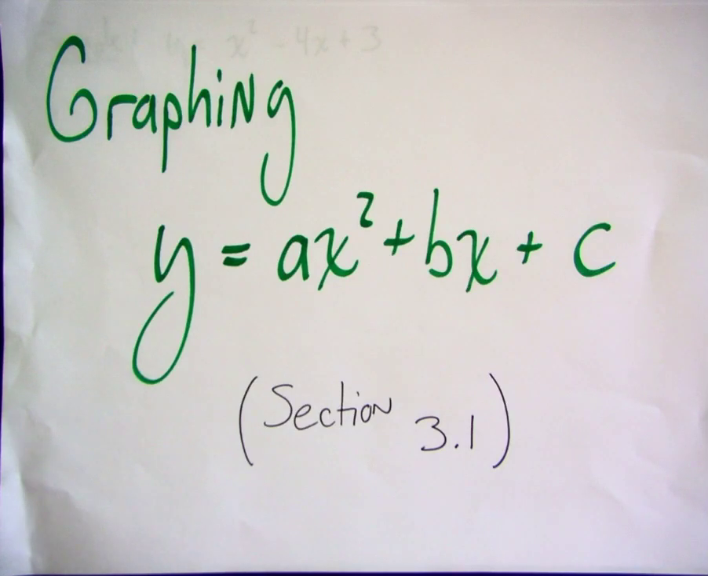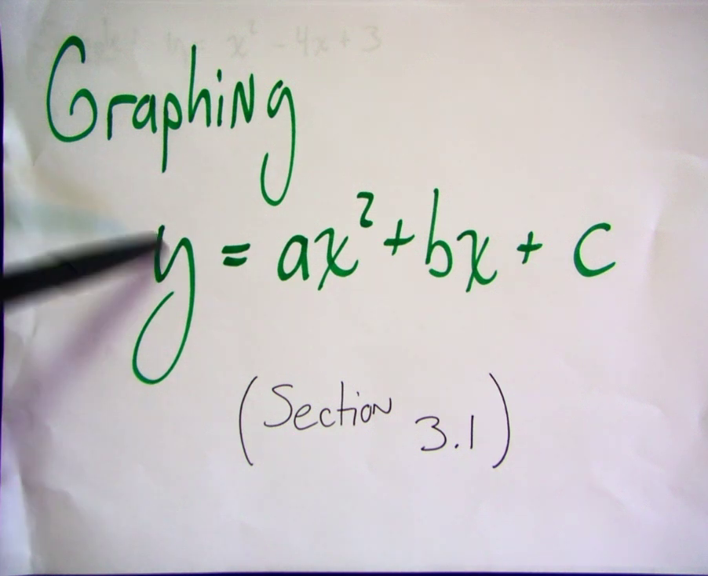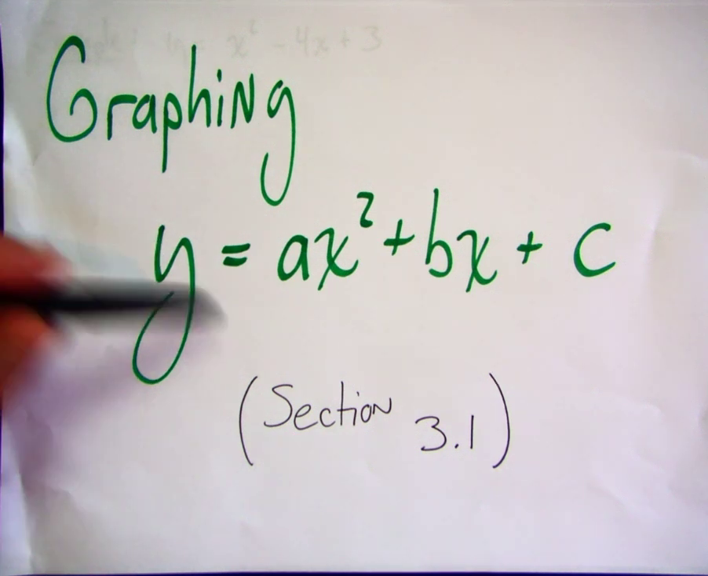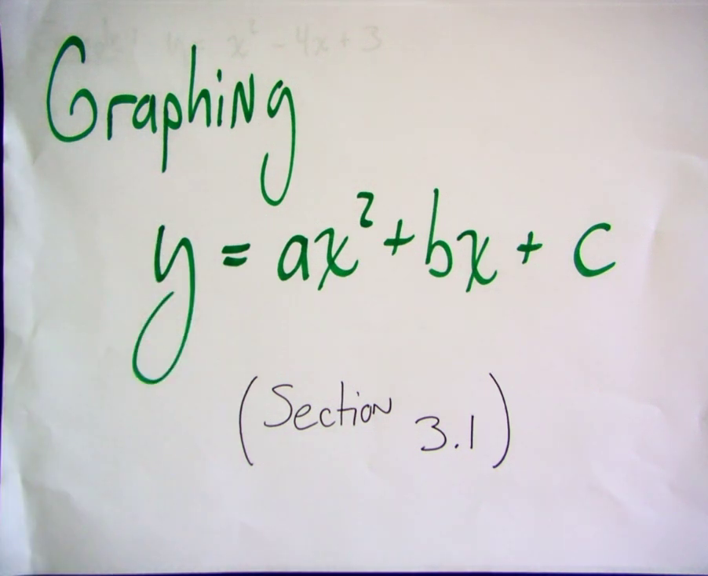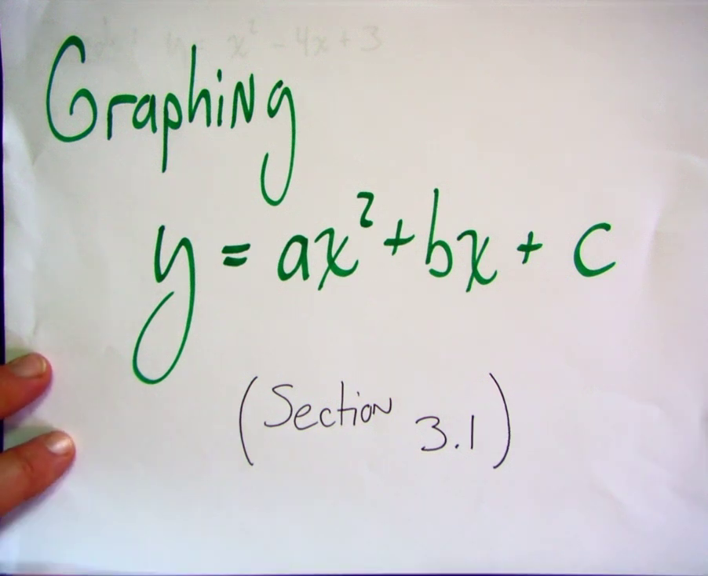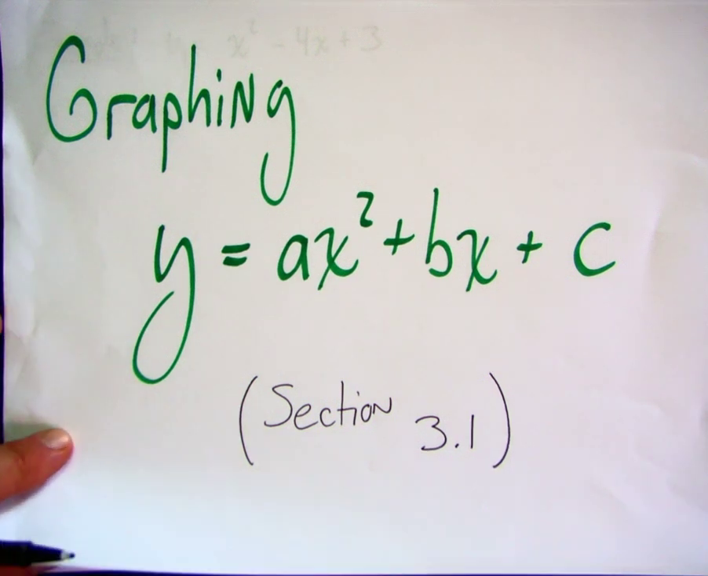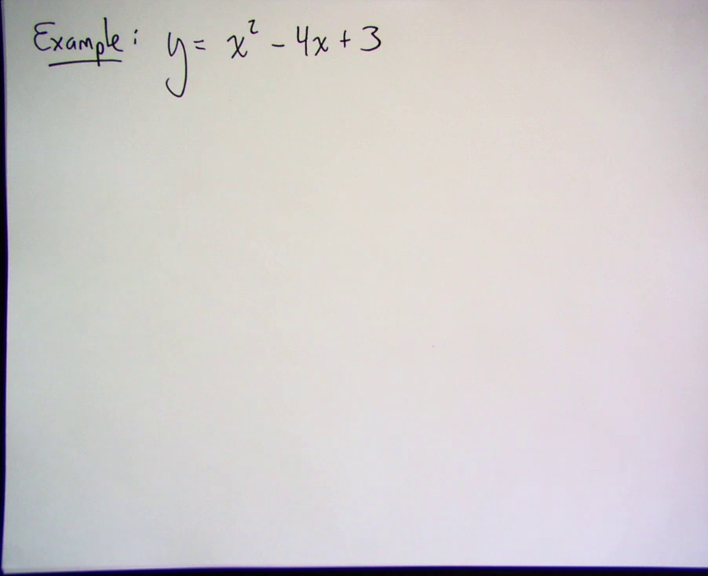Today we're going to graph parabolas when the equation is in the form y is equal to ax squared plus bx plus c. This is found in section 3.1, and it's one of two ways to graph parabolas. To start with, we're going to use the example y is equal to x squared minus 4x plus 3.